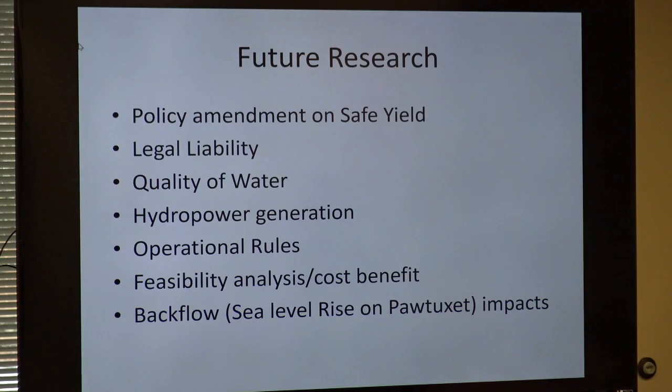Operation rules, once again, could be applied for water quantity or water quality, depending on what's needed. All of these would require some sort of feasibility analysis in terms of whether it's even feasible, or how much it would cost to do this kind of study or even implement them. And then sea level rise impacts, which is basically that we haven't even looked at the bay flow and how much of it is a concern. We don't know that yet.